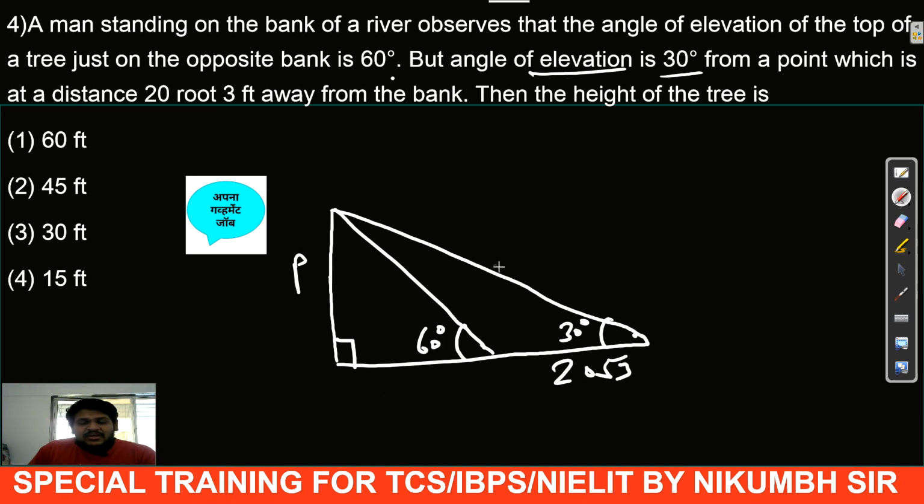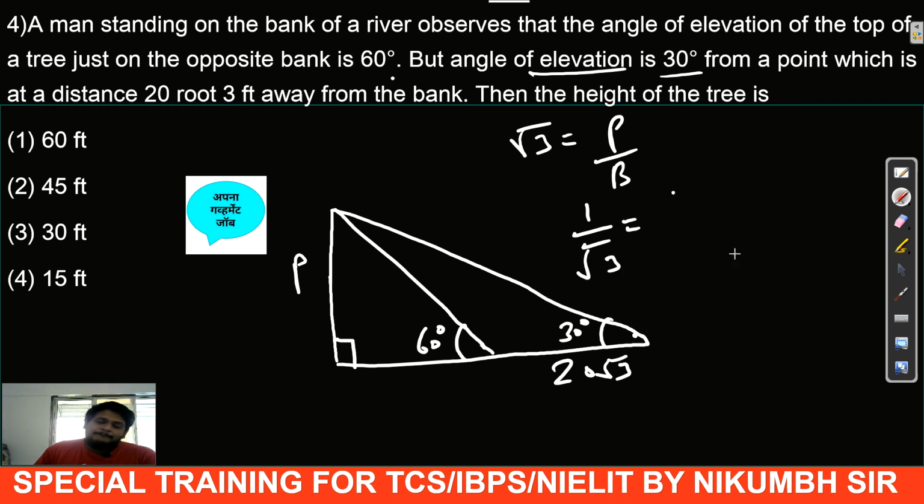Just we will find the value of this, so tan 60 means root 3. Root 3 is perpendicular upon base. Now I don't have the value of perpendicular and base also, so from here I will get the value. So what I will do, tan 30 means 1 by root 3. First this will be the total triangle, so 1 by root 3 is perpendicular upon base.